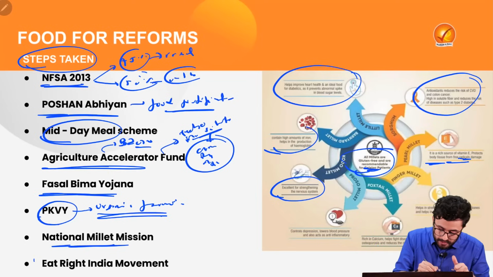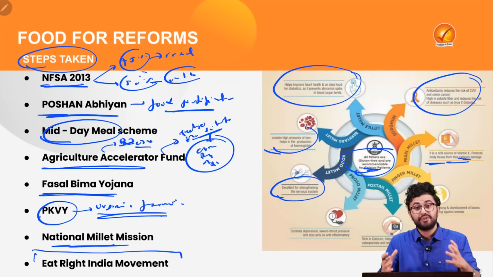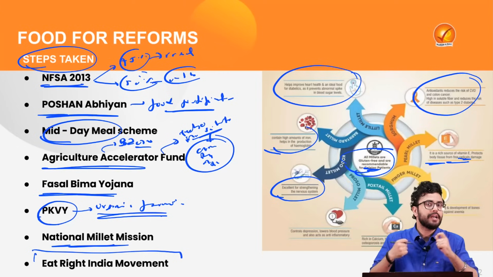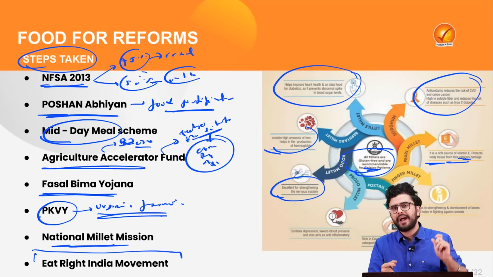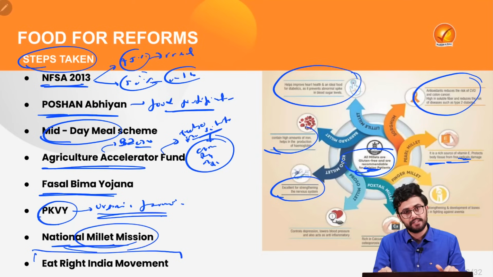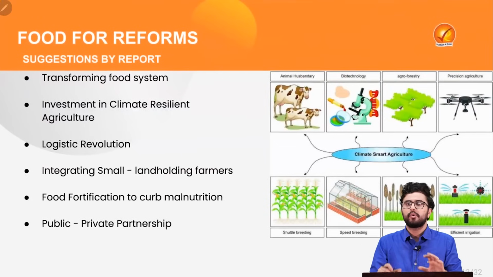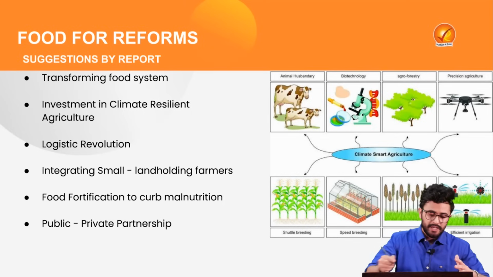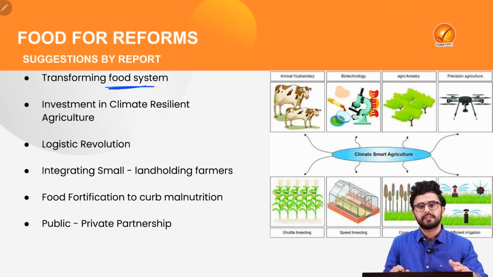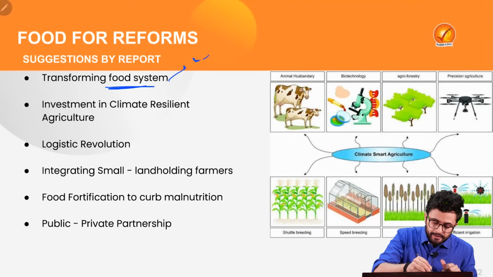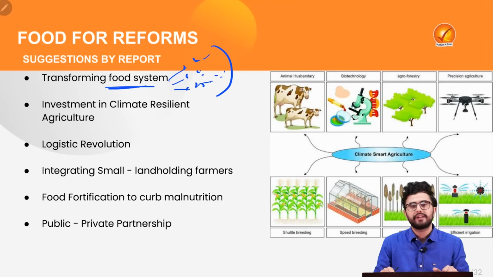Also, the government has launched the Eat Right movement to bring behavioral change in Indian society, where we shall discard trans fat foods and adopt such nutritious food as millets. However, the reports also provide some innovative solutions, such as transforming the food system by making sure that we effectively use our land, labor, agriculture input, all these kinds of resources.